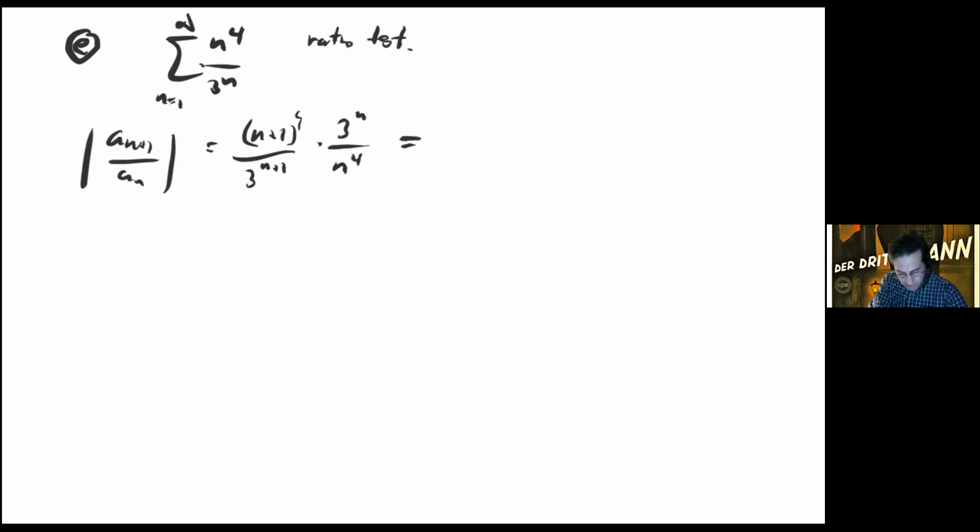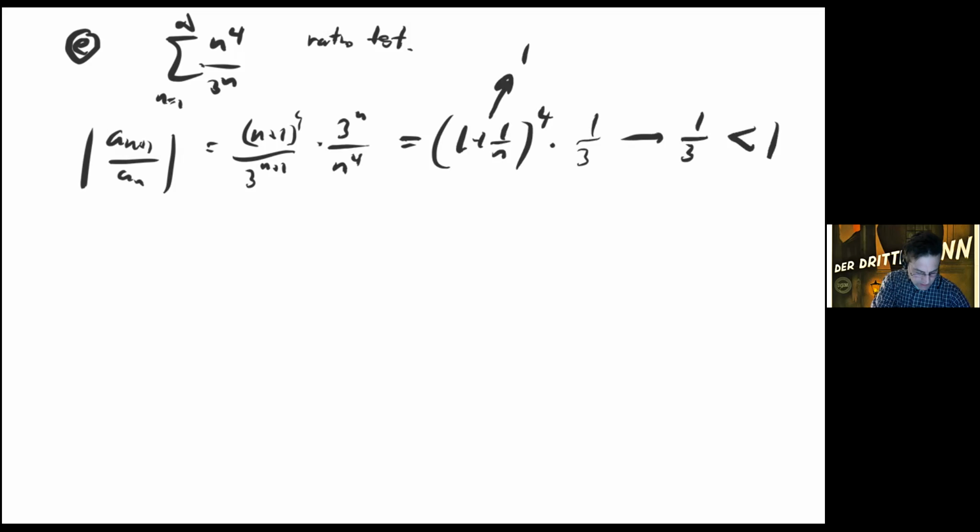And this can be rewritten as n plus 1 over n to the 4th, which is the same as, well, let me write it this way. It's actually 1 plus 1 over n to the 4th. That's even better. Times 1/3. Now, what happens when n goes to infinity? This stuff here goes to 1, and so this whole thing is going to 1/3. And since 1/3 is less than 1, the series converges by the ratio test. Okay, so that's E. Let's go to F.